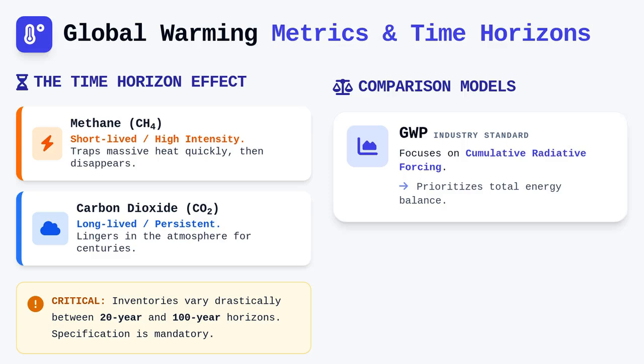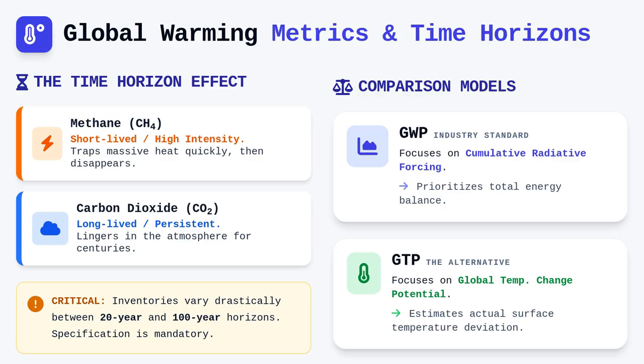While GWP is the industry standard for reporting under frameworks like the Greenhouse Gas Protocol, it is not the only way to model these impacts. Global Temperature Change Potential, or GTP, offers an alternative approach that focuses on the temperature change at a specific future point in time rather than cumulative integrated radiative forcing. While GWP prioritizes the total energy balance, GTP estimates the actual deviation in global mean surface temperature resulting from current emissions.